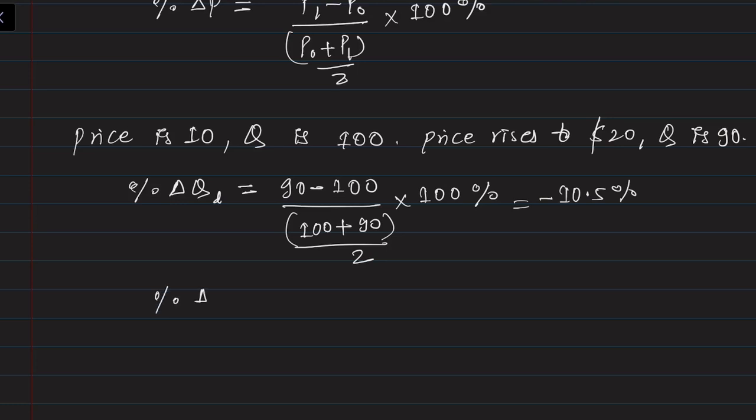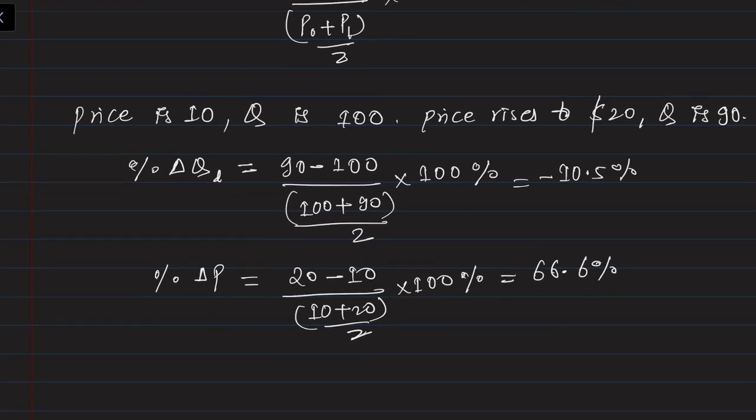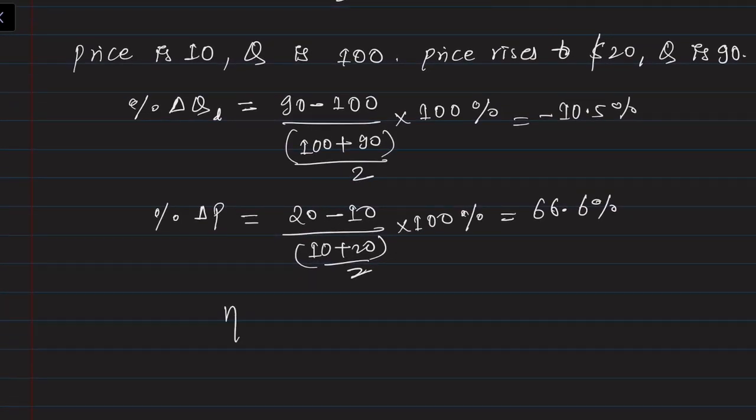So percentage change in price is equal to (20 minus 10) divided by 10 plus 20 divided by 2, times 100. And this is 66.6%. Okay, so the elasticity is minus 10.5% over 66.6%, which is minus 0.15.